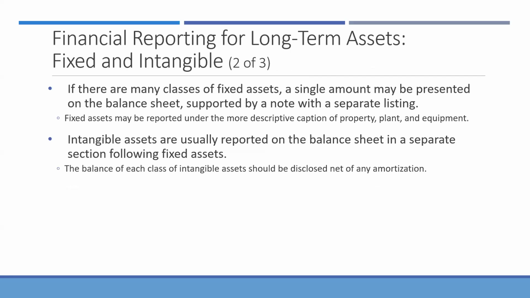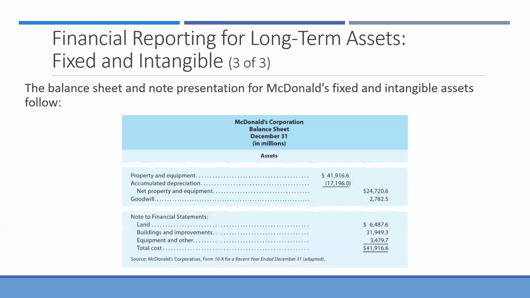And if there are a lot of classes of fixed assets, they can record it as one class, property, plant, and equipment on the balance sheet, and then in the notes, it bifurcates between all the different classes. And intangible assets are generally disclosed as intangibles or goodwill, especially if they're really large amounts. Goodwill can be a huge amount for companies that are constantly acquiring businesses, and so a lot of times that is published separately. And then there'll be a notes statement as well.